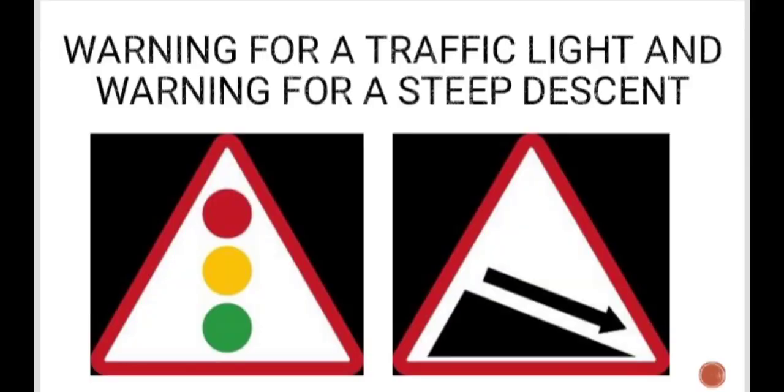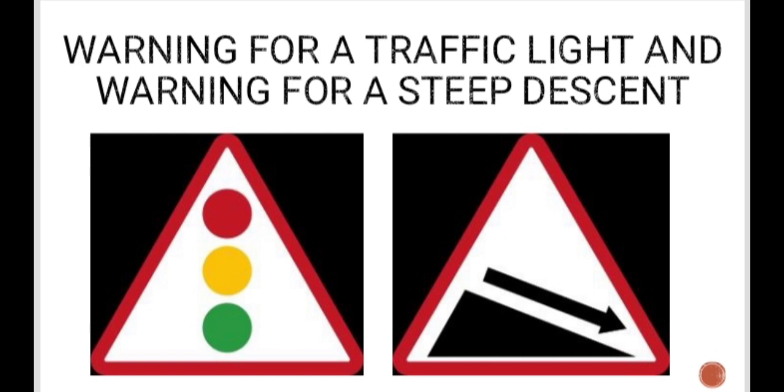No parking within 6 meters. Give way sign: yield to the vehicles on the right side of the intersection. Next is warning for a traffic light and warning for a steep descent. The warning traffic light is a sign to warn road users of upcoming traffic lights, also enabling users of the road to prepare to stop their vehicles.